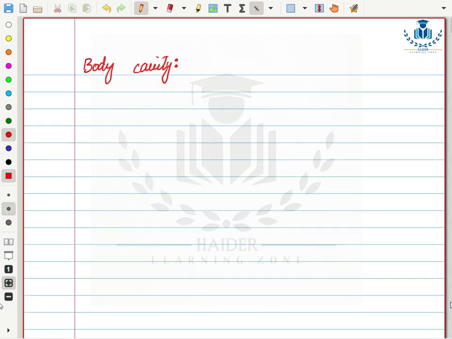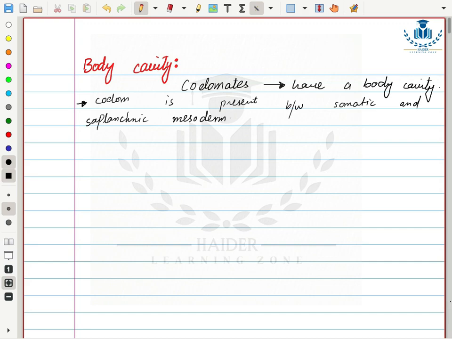Body cavity. This is the first phylum in kingdom Animalia that develops a body cavity. It means that they are coelomates. Coelomates are the organisms that have a body cavity. Coelom is present between somatic and splanchnic mesoderm.